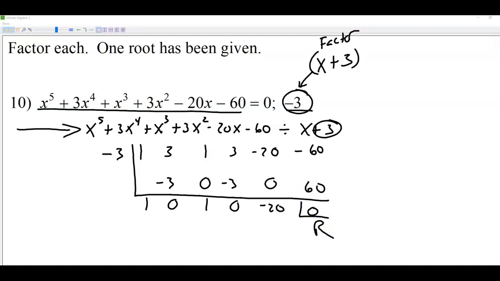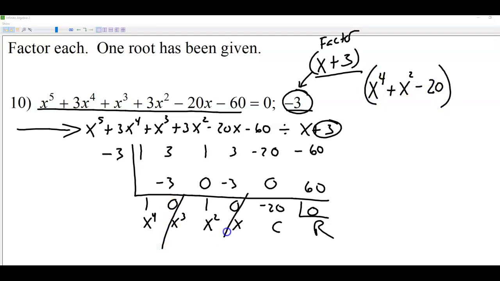Now your remainder should be 0 for these problems, because if you ever divide a polynomial by its factor, it should go in there evenly. It shouldn't have a remainder. So this thing is now simplified into x to the 4th plus x squared minus 20. That's all. We don't need these ones, so that's what's left as a result. And then we have this factor here, x plus 3.